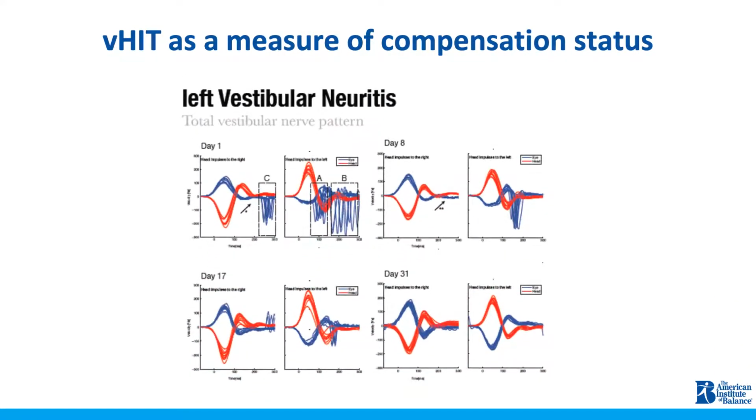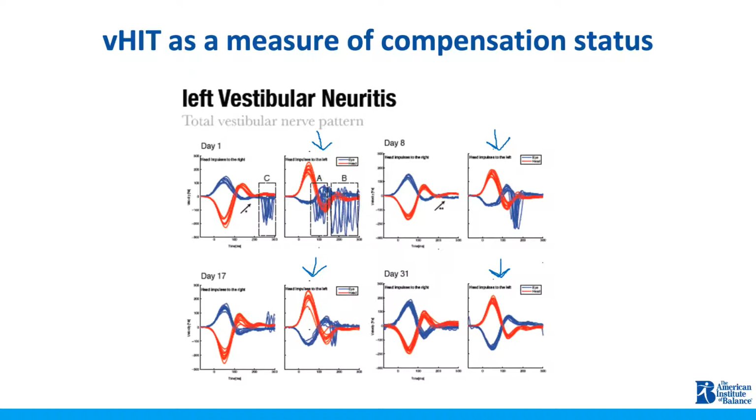This slide is fantastic at showing us how we can use vHIT as a measure of compensation. It shows serial vHIT testings to show day 1 versus day 8 versus day 17 versus day 31 out from the initial onset. I'm going to put an arrow in blue above the leftward impulse, which, this patient had a left unilateral vestibulopathy, because I want to make sure that you're always looking at that left impulse so that we're all on the same page.